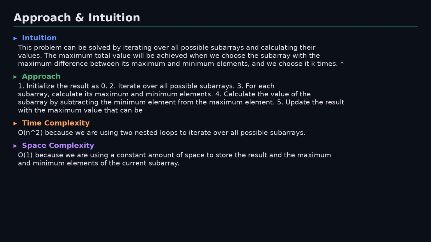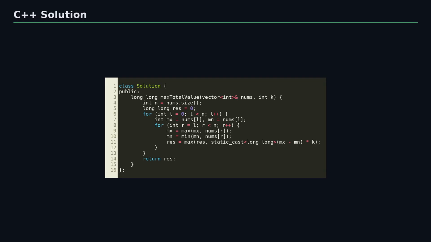Now, let's think about how we can solve this problem. We can start by iterating over all possible subarrays in the given array. For each subarray, we can calculate its maximum and minimum elements. Then, we can calculate the total value of the subarray by subtracting the minimum element from the maximum element and multiplying by k. We keep track of the maximum total value we've seen so far and update it whenever we find a subarray with a larger total value.